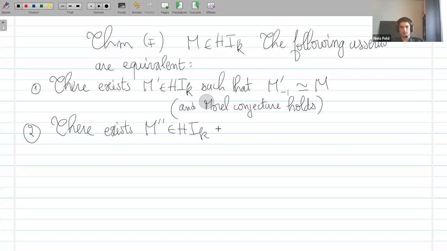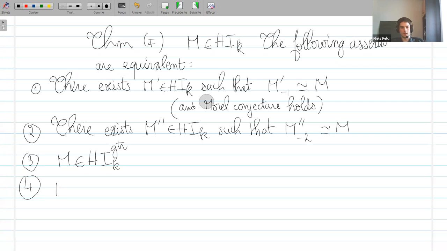Also, this is the same as saying that M is a twofold contraction of a homotopy sheaf. This part was conjectured by Morel in 2011. And this is the same as saying that M has a structure of generalized transfers, Milnor-Witt transfers, and frame transfers.